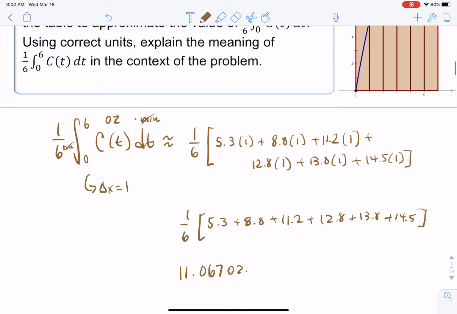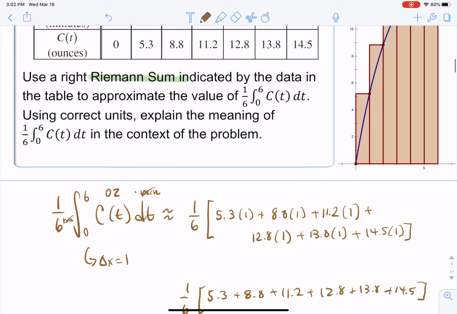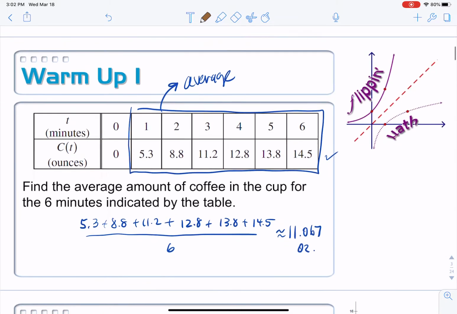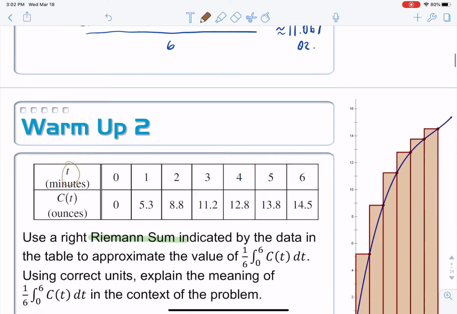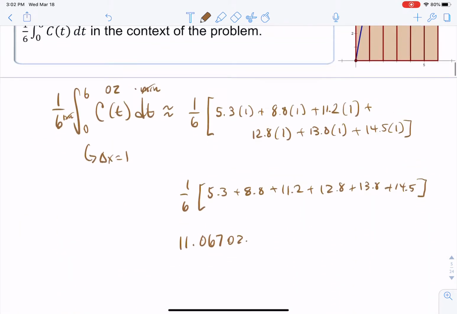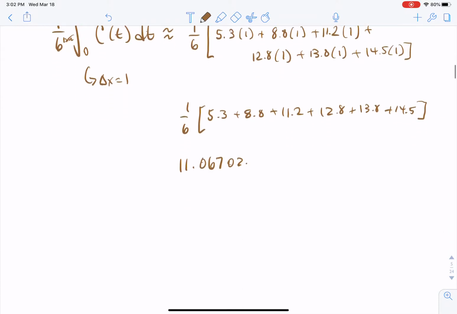So what did we just find whenever we found 1/6 times the definite integral from 0 to 6 of c of t dt? We found the average amount of coffee that is in, what is this, a coffee cup, right? Average, it's not through a filter, right? In the cup, yeah. So it's the average number of ounces of coffee in the cup over the time interval from 0 to 6. I'm going to go ahead and write this down.